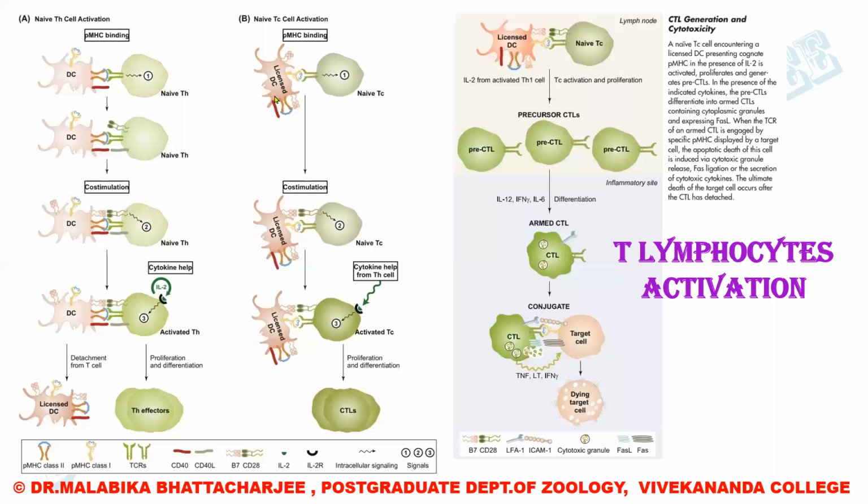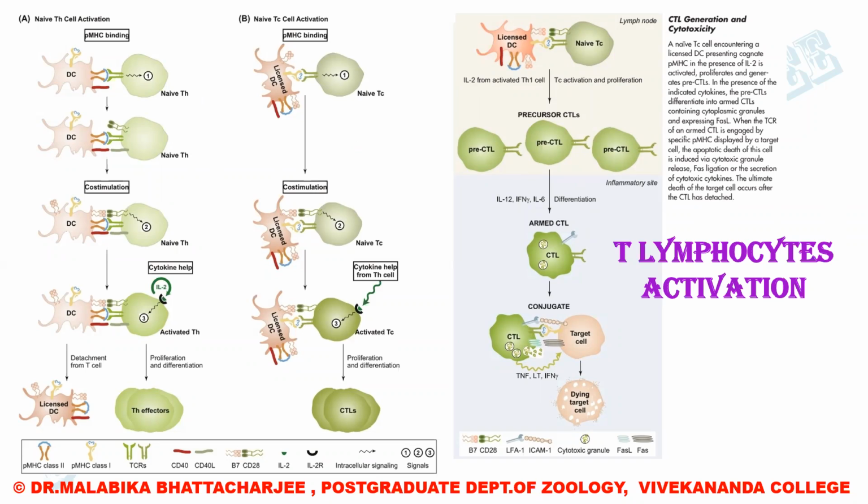Now, this is another picture which shows us the function of the variety of T lymphocytes. This is the T helper 1 cell activation, and this is the T cytotoxic cell activation, as you can see from the two pictures. The left-hand side is the activation of the naive T helper cells, and then the T cytotoxic cells' activation, and the CTLs' generation of cytotoxicity.